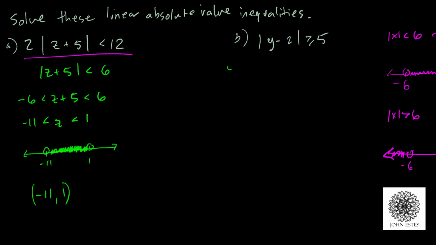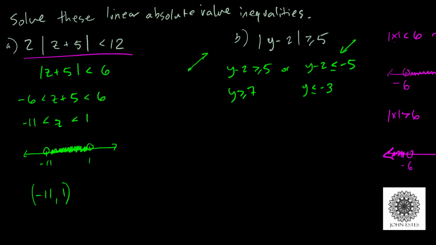I need to consider y minus 2 is greater than or equal to 5, or y minus 2 is less than or equal to negative 5. And see, this will push me out in the two different directions along the number line. Okay, so for the first one, I'm going to add 2 to both sides. So I get y is greater than or equal to 7. And for the second one, I add 2 to both sides. So I get y is less than or equal to negative 5 plus 2, which is negative 3.